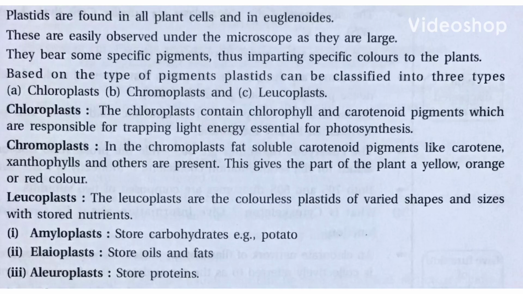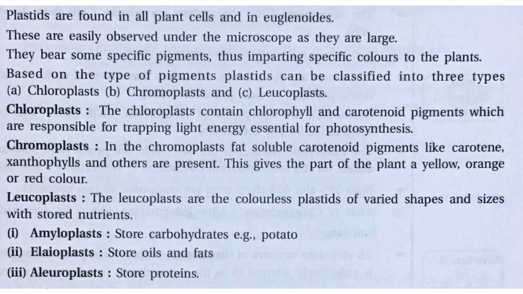Hello my dear students. Today we will discuss that particular organelle which is only found in plant cells. Yes, I am talking about plastids. They are very large, and plastids are only found in plant cells as well as in euglenoids. They are easily observed because they are large in size.